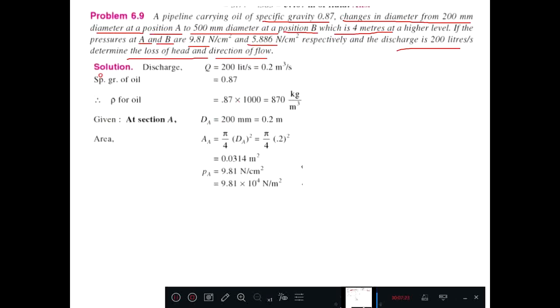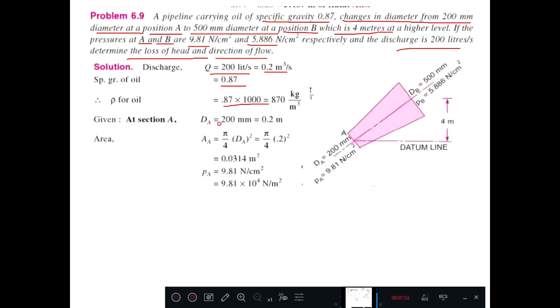So let us first write the given data. Read the statement of the problem carefully, then write the given data. The discharge is given, that is 200 lps. Convert from lps to meter cube per second, that is 0.2 meter cube per second. Then the specific gravity of oil is 0.87, so the density will be multiplied by 1000, and you get 870 kg per meter cube.